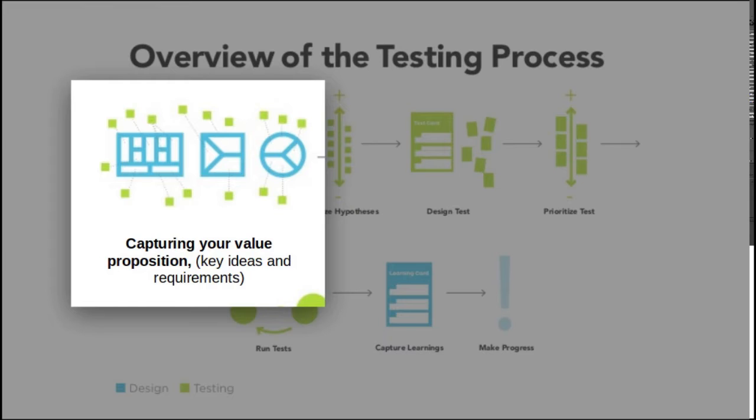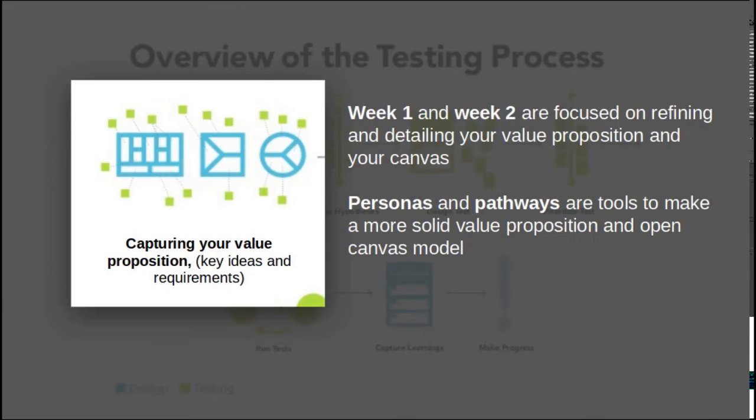So this second week is also about capturing your value proposition, and in particular the circle part of the value proposition canvas. We will try to help you to do so with personas and pathways. So still, week 1 and week 2 are focused on refining and detailing your value proposition. If you are not yet there with your value proposition, that's fine. It's intentional because this week is also complementing that activity. So just to clarify again, personas and pathways are tools to make a more solid value proposition and open canvas model. That's why we're doing it.